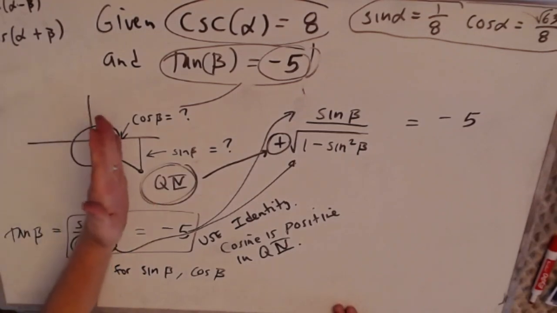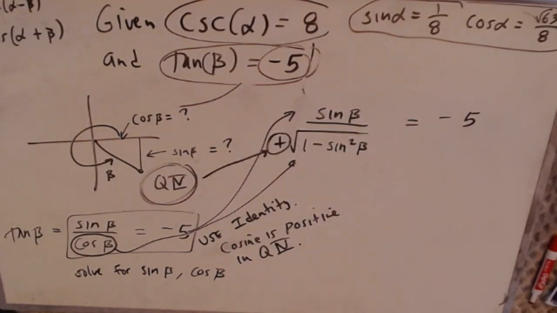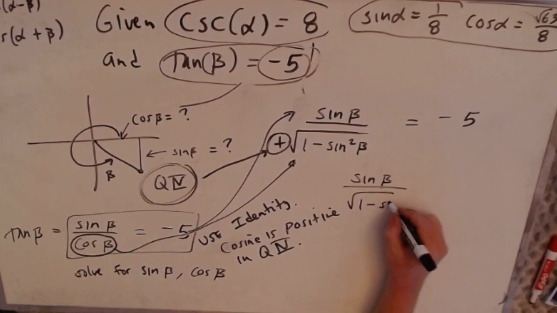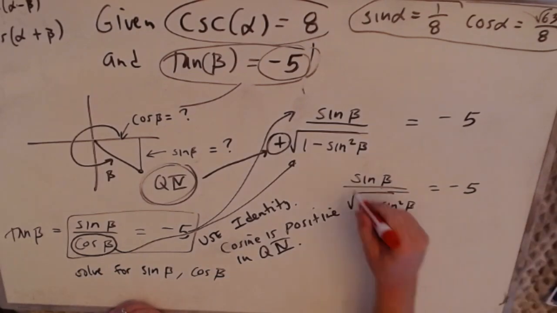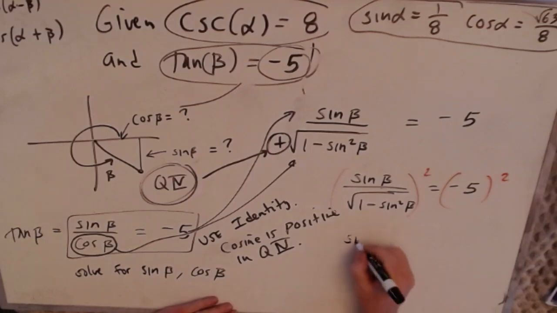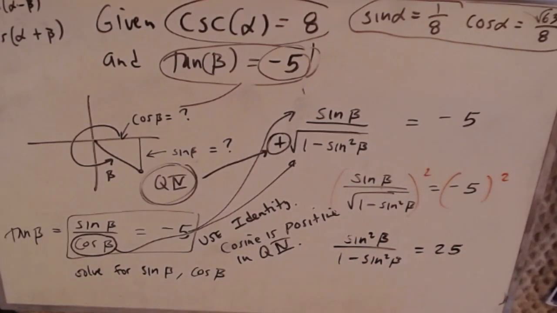Yeah, I'm on the right-hand side of the graph. Sine is actually going to come out to be negative, but the cosine will be positive. So now I have sine beta over the square root of 1 minus sine squared beta equals -5. I'm going to square both sides. That gives me sine squared beta over 1 minus sine squared beta equals 25. And now I'm going to solve this for sine beta.